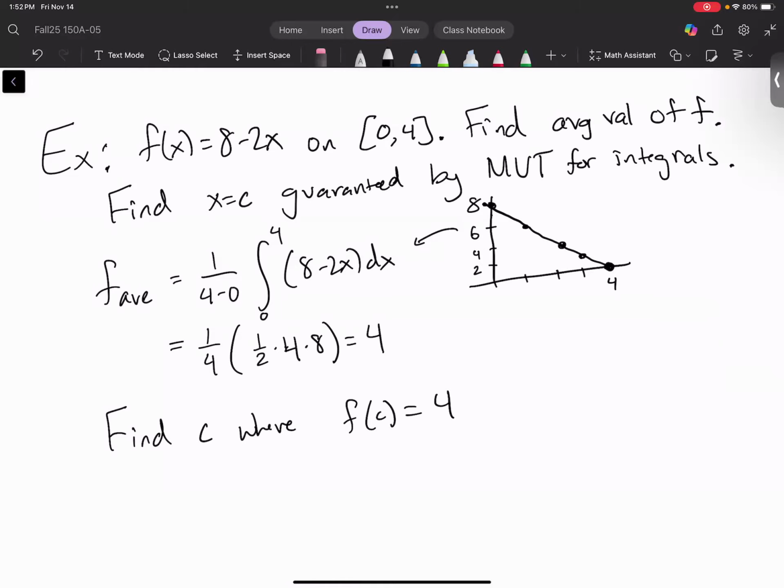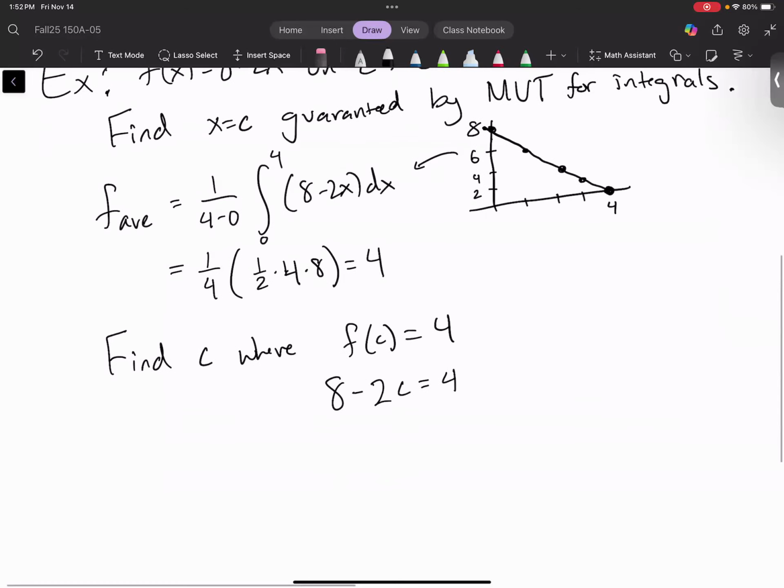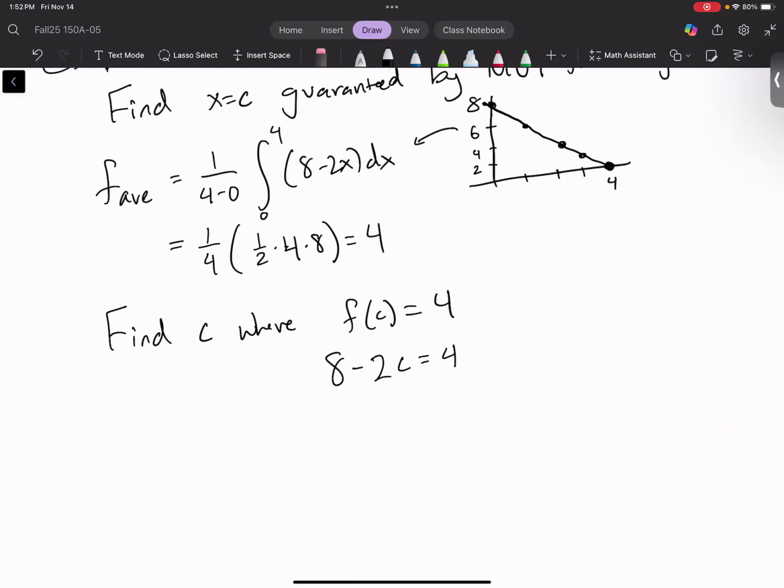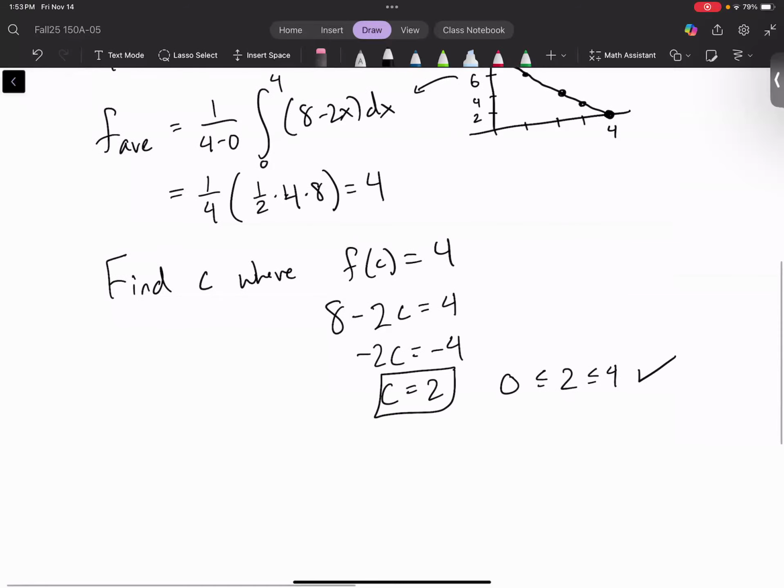Well, we can do that, right? So 8 minus 2c equals 4. Our input is c, so we plug that into our function, and then we just solve. I can subtract 8 from both sides, and then I can divide by negative 2, and that's our value. And just as a check, c is in our interval. Wonderful. That's how we do it: find the average value and then actually set those equal.